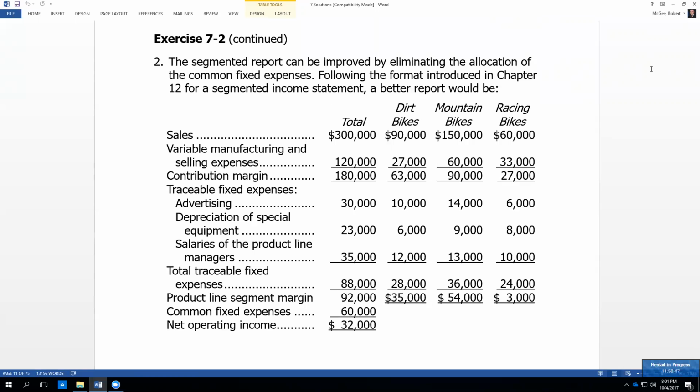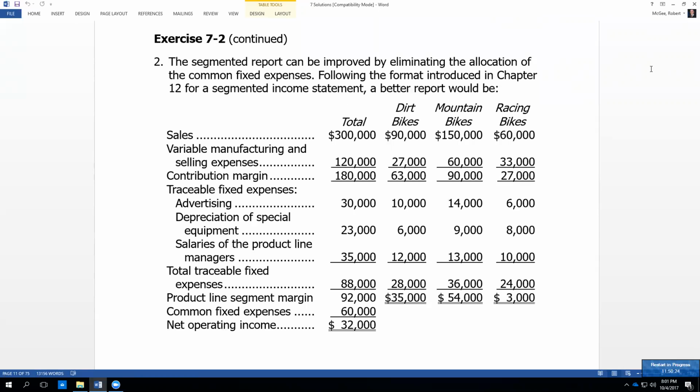So apparently they allocated 12,000 to that. Is that what they did there? That's what they did. Yeah, if you look at the book, page 310 in the middle, they allocated 12,000 of that 60,000 to racing bikes. So instead of a $9,000 loss, it's a $3,000 profit because they don't allocate that 12,000.